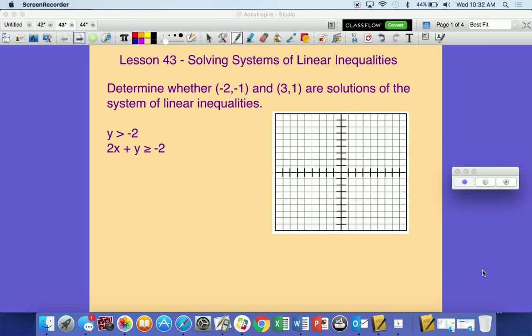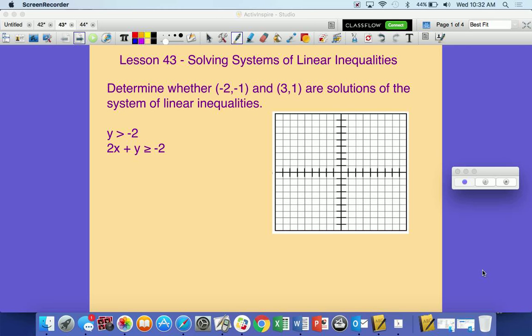Lesson 43, solving systems of linear inequalities. Alright, we have solved systems of regular equations. We have done that by graphing, by using the elimination method, by using substitution. I believe we've talked about using matrices to solve those. Okay, those are all fine for regular equations, but when we have linear inequalities, that's going to give us a different type of solution here.